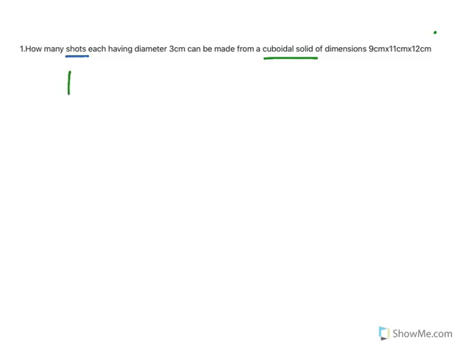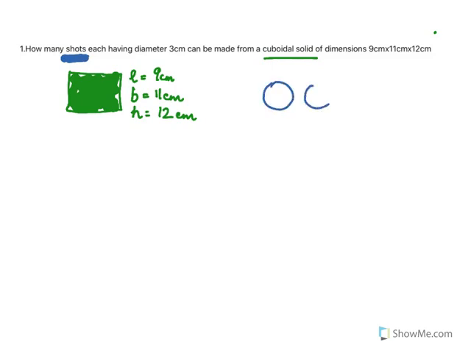So here I have a cuboidal solid, whose length is 9 centimeters, breadth is 11 centimeters, and the height is 12 centimeters. Now this whole cuboid is melted, and on melting it is turned into shots. Shots means they're made into spheres. But we do not know how many spheres, so we will put, say, n spheres.